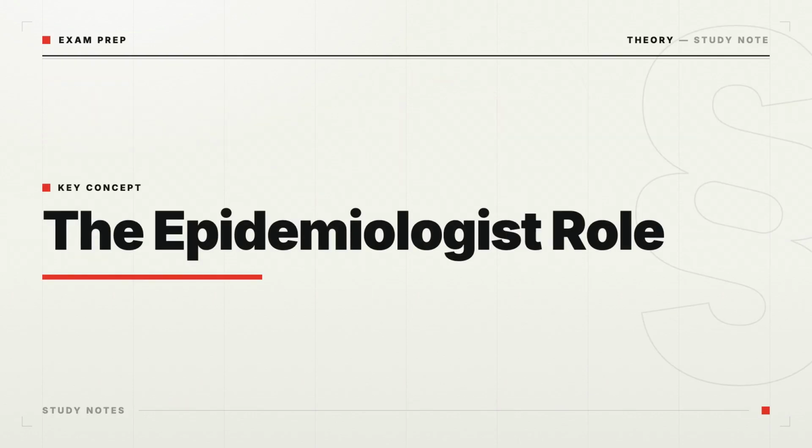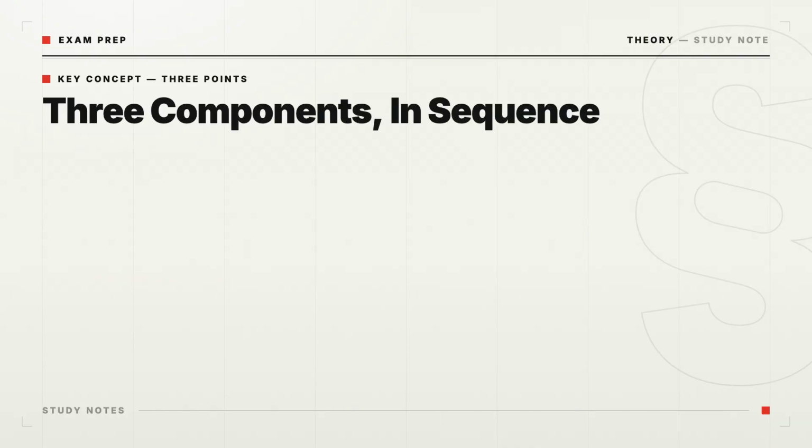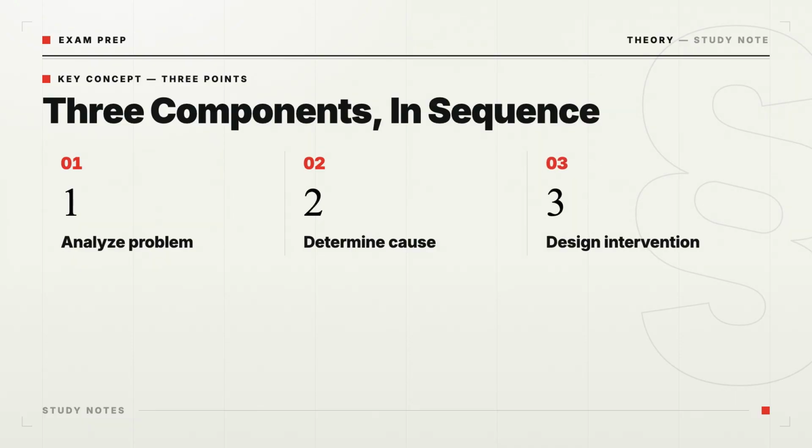Most nursing roles are defined by what the nurse does to or for a person. This one is different. It is defined by what the nurse produces, an explanation of why a population is experiencing a health problem. The role means analyzing health problems in populations, determining causes, and designing interventions based on data. All three must appear in sequence. Analysis without a causal conclusion is just incomplete assessment, and a cause without a designed response stops short of the role.